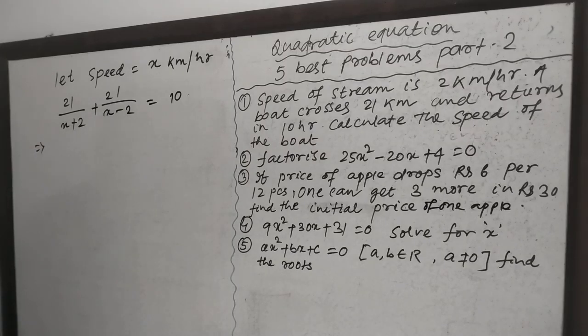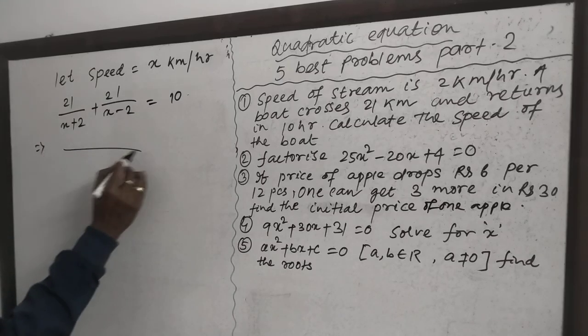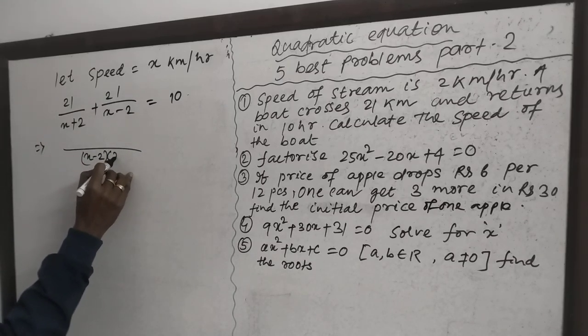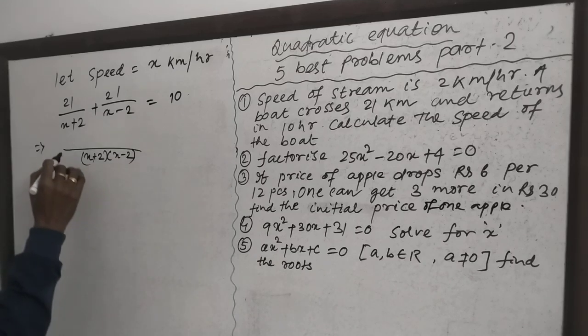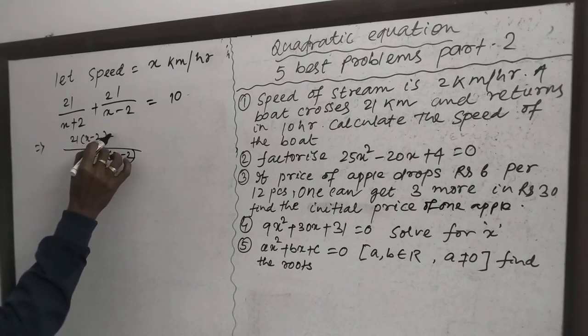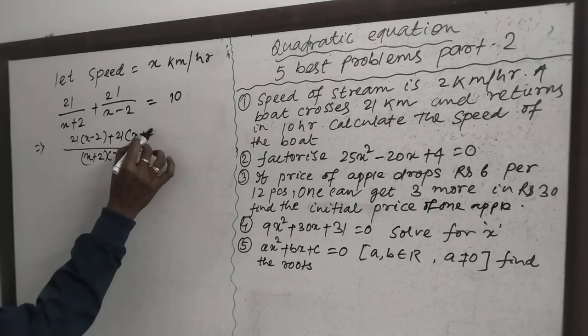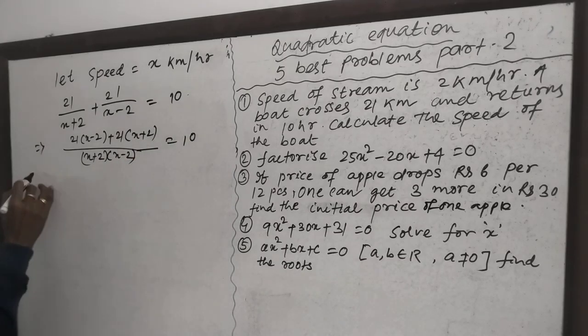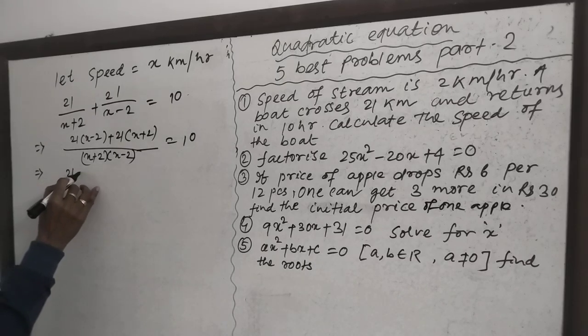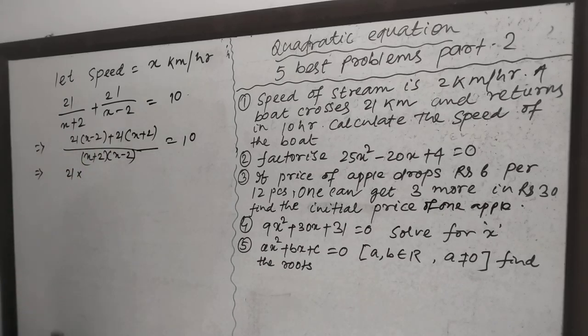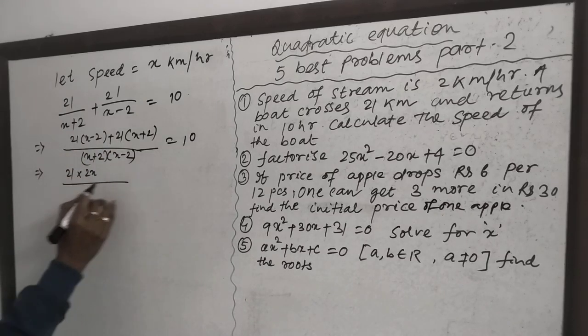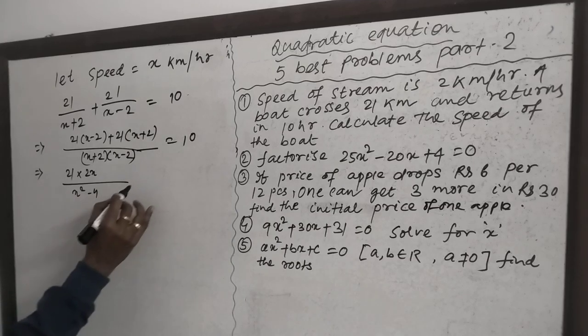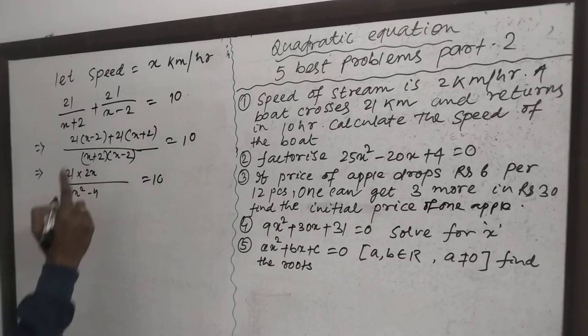Now we will construct a quadratic equation: 21 into (x minus 2) plus 21 into (x plus 2), over (x minus 2)(x plus 2), equal to 10. Is that clear? Now 21 into this is equal to 2x, and x square minus 4 is equal to 10, using the formula (a plus b)(a minus b).